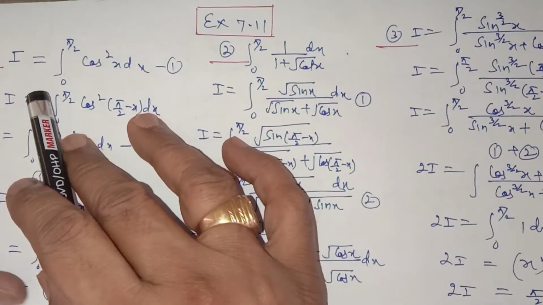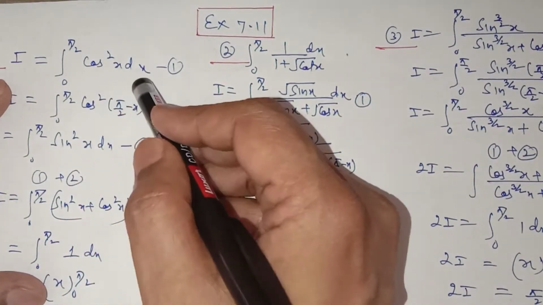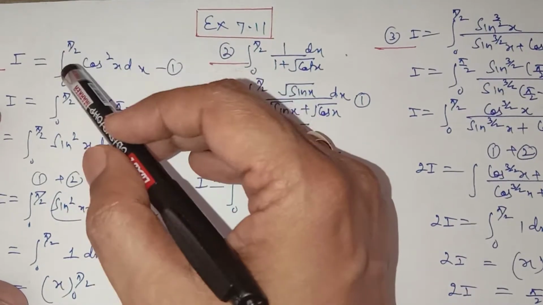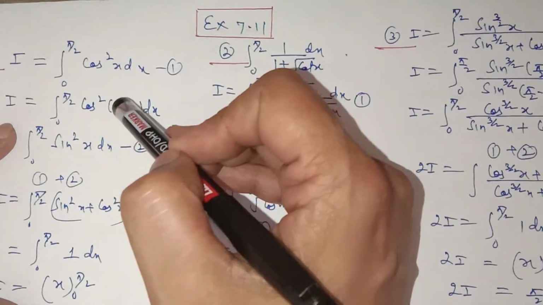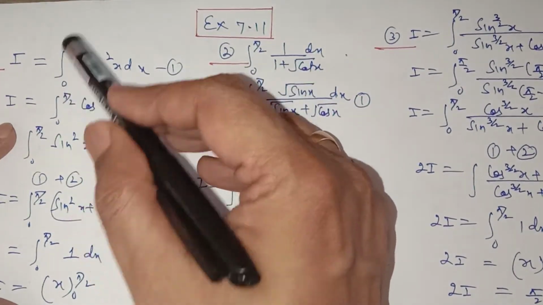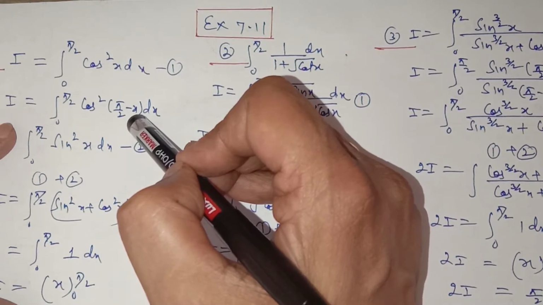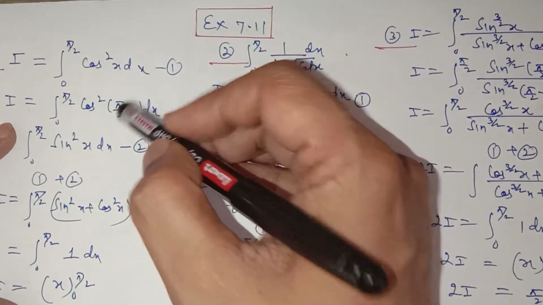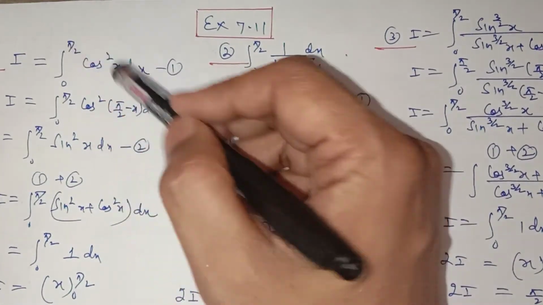Now in question number 1, the integral from 0 to pi by 2 of cos square x dx. Because the limit is from 0 to pi by 2, that is from 0 to a, in place of x we can write pi by 2 minus x, that is a minus x. The property we have used: the integral from 0 to a of f(x) is equal to the integral from 0 to a of f(a minus x), and this property we have already used. So in place of x we can write pi by 2 minus x.